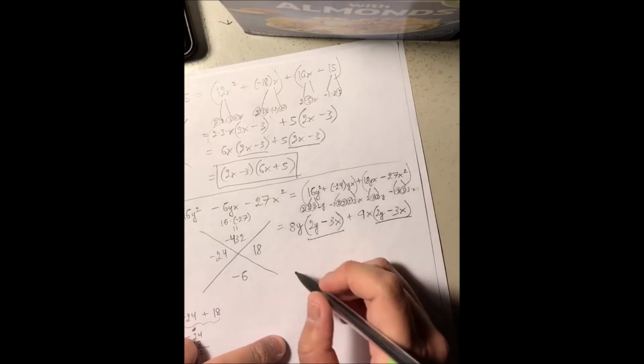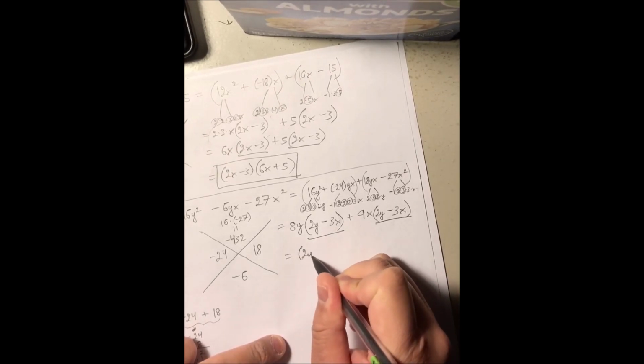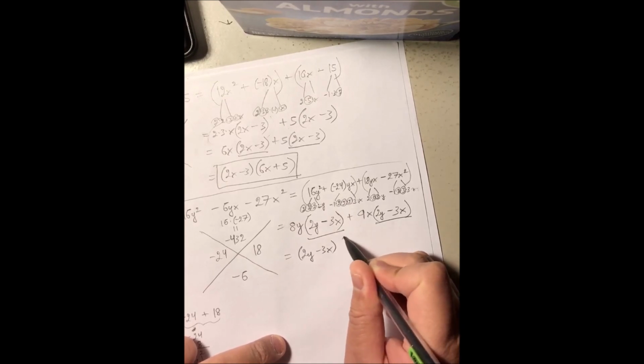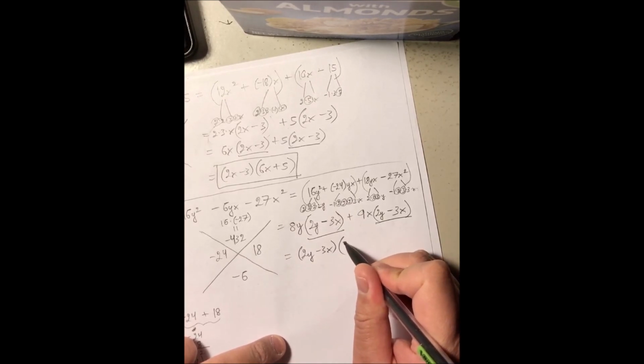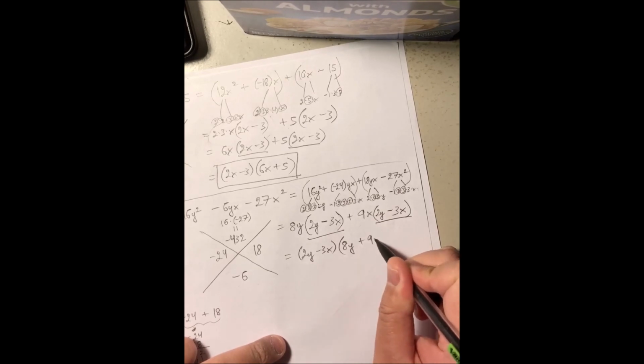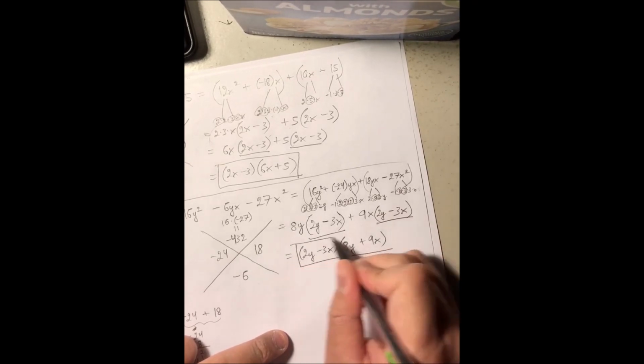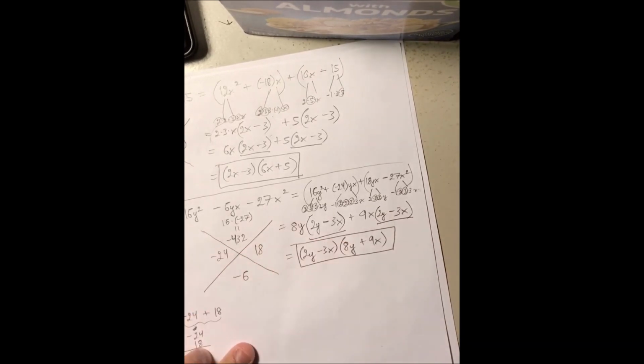Common binomial, factor it out. We're left with just 8y plus 9x. But hey, this is the factored form of this expression, okay? So sorry about the mistake.